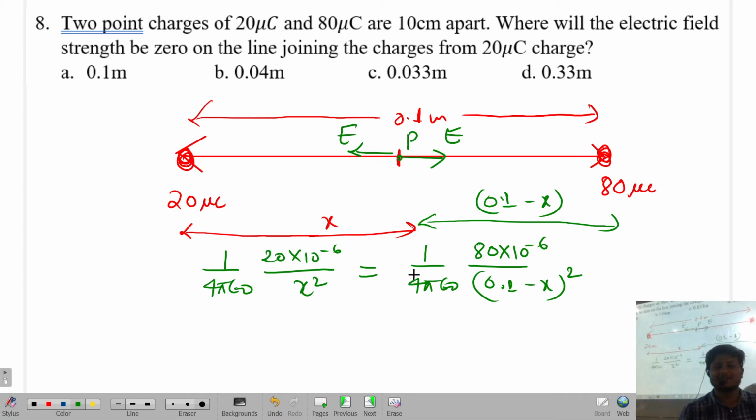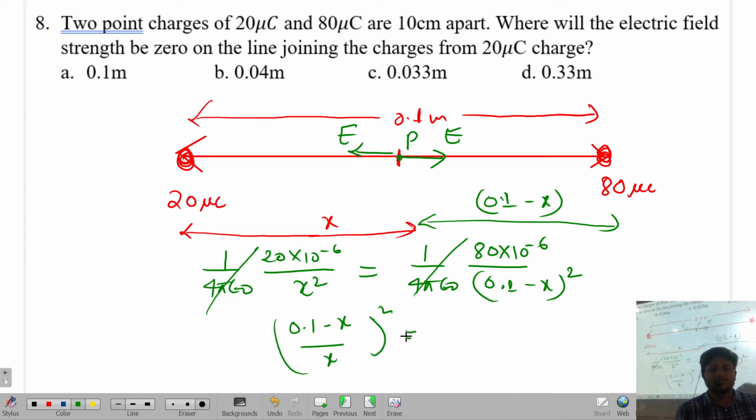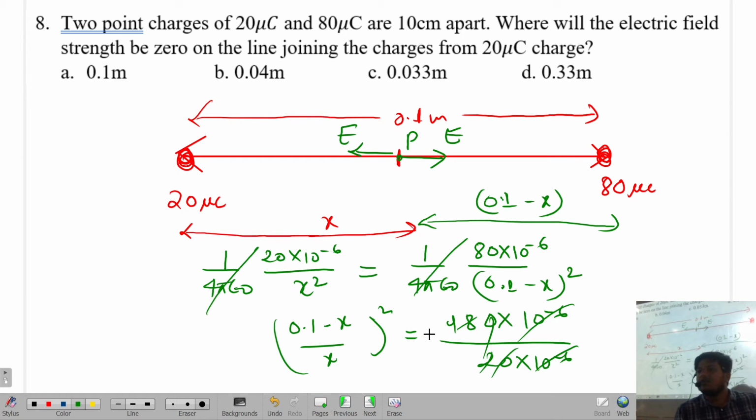Now look over here. Can you do this? So 1 by 4 pi epsilon naught, 1 by 4 pi epsilon naught, cancel. Most easiest trick is what? Send this over here. So 0.1 minus x by x whole square is what? 80 into 10 to the power of minus 6 by 20 into 10 to the power of minus 6. Cancel it, make it 4, bring it will become root over here or not? You will get the answer or not? Okay, so answer is 0.033 meters. You will get it. Okay, it's your task. Got it or not? Can I move ahead?